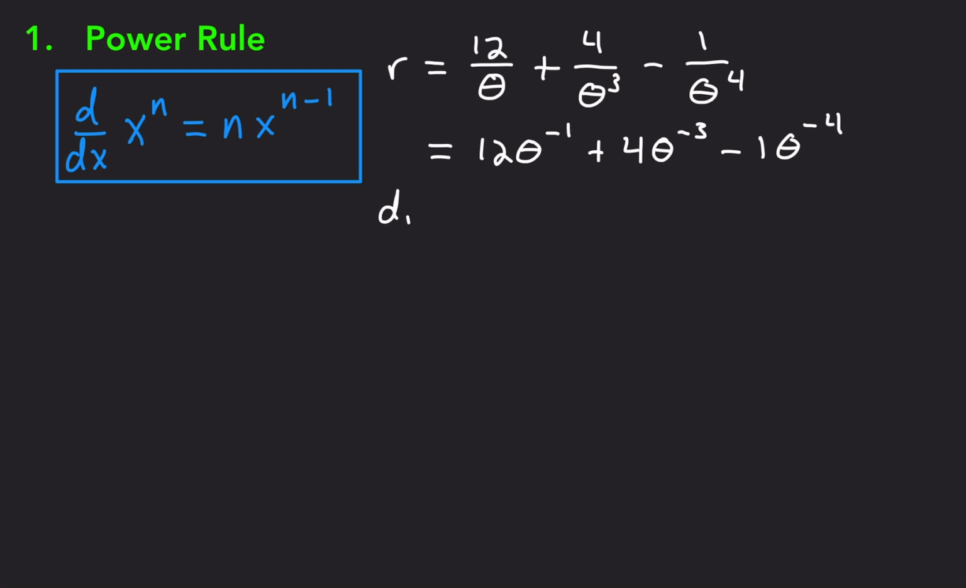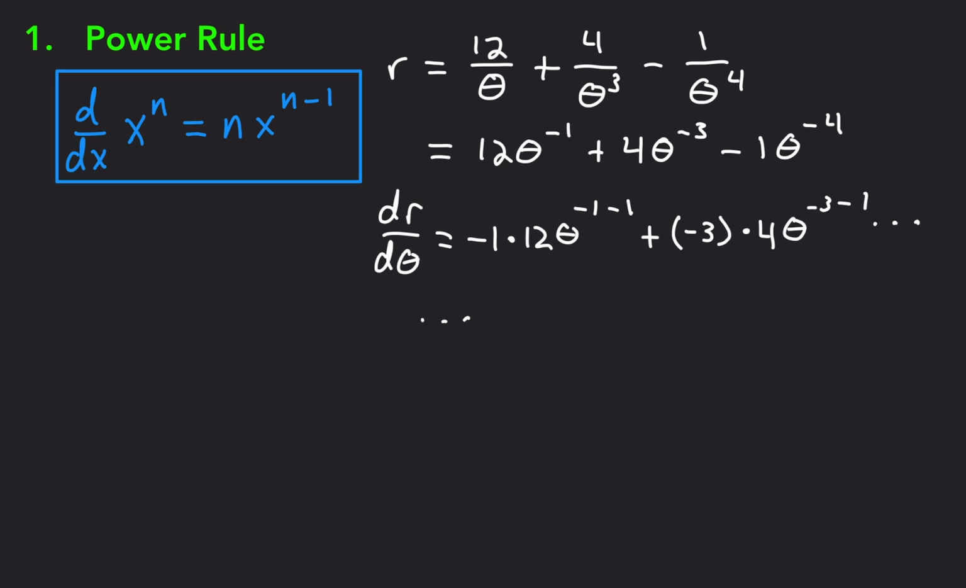So dr d theta is going to be equal to negative 1 times 12 theta to the negative 1 minus 1 plus, we bring the negative 3 out front, 4 theta to the negative 3 minus 1. For our third term, we have a minus 1, going to bring the negative 4 out front. Theta to the negative 4 minus 1.